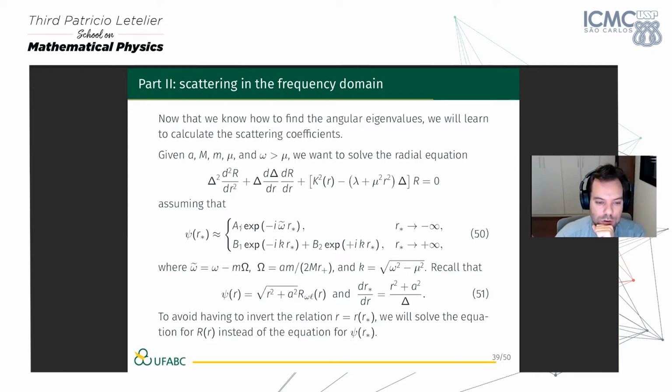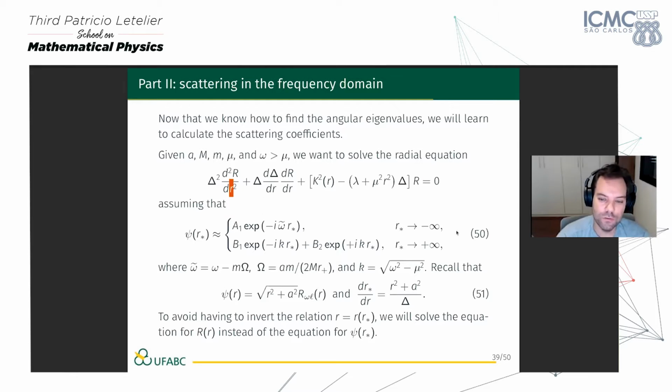And as we saw, I think on Tuesday, you can write the radial equation as a Schrödinger-like equation, and that's how you reach this asymptotic behavior, which is shown here in equation 50. But in order to avoid having to deal with this inversion between the tortoise coordinate and the regional coordinate, I prefer to use the regional coordinates, capital R and small r.